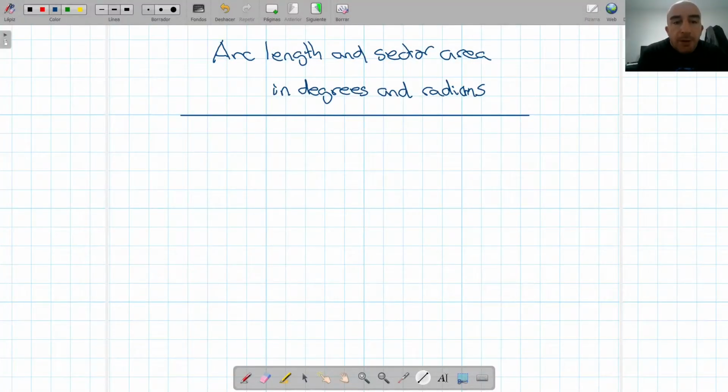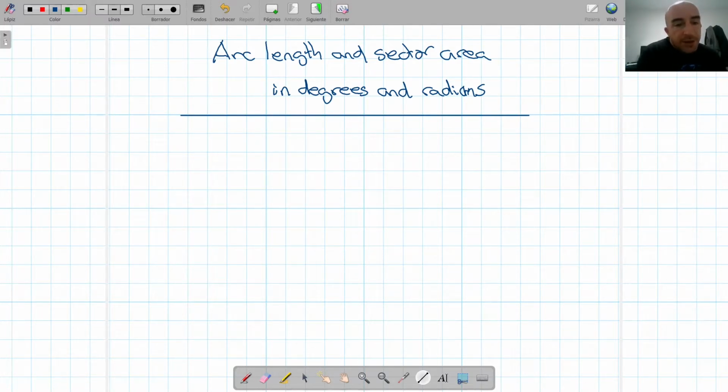Hi, today we're going to talk about how to calculate the arc length and the sector area, both in degrees and in radians. I use this chapter a lot to explain to students what radians are and how to use radians, because normally students are used to degrees, and suddenly when radians are introduced, they don't understand why we have to use radians, and they come in very handy in this chapter.